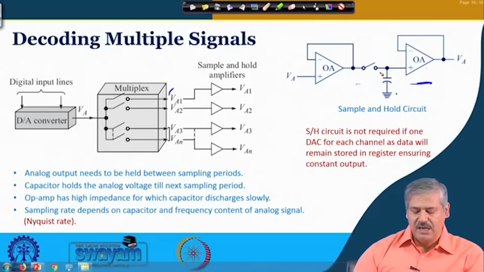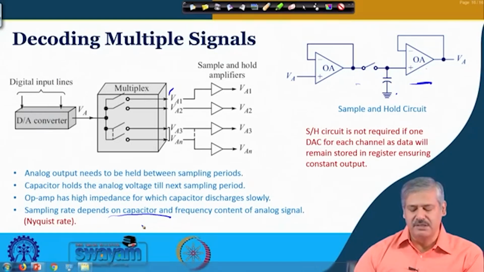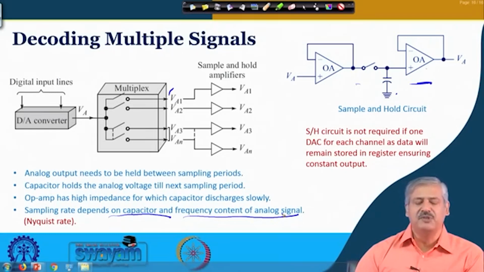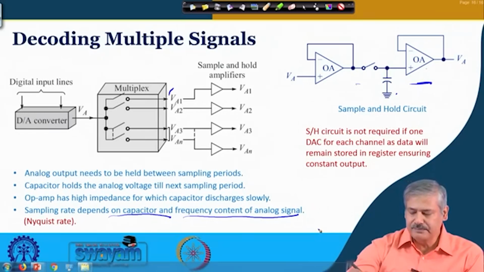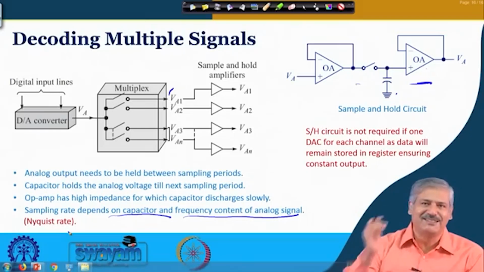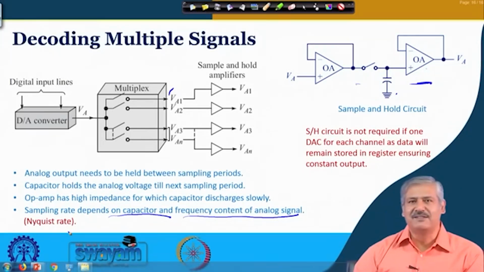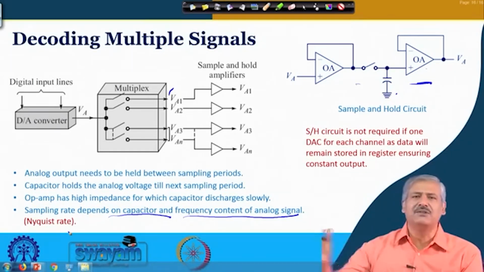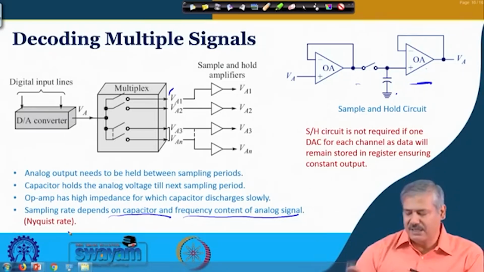Is it okay? And the sampling rate depends on the capacitor, how quickly it discharges or the voltage comes down, and the frequency content of the analog signal that is produced. Okay. So, there is something called the Nyquist rate. You need not worry about it unless you already have an exposure to digital signal processing. If the frequency content is on the higher side, then you need to sample it faster, and if the frequency content is less, that means a slow moving signal, you can sample it at a lower rate. So, that is the idea. Okay.